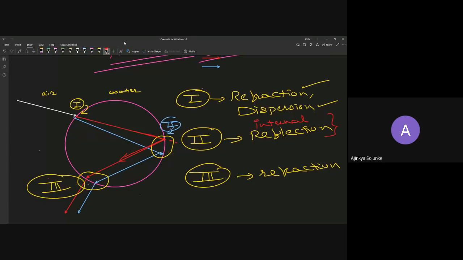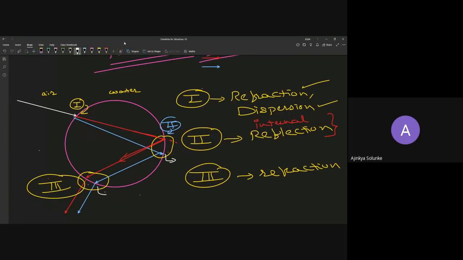And what about the third component? The third component is refraction again. And that's how we are going to get 7 colors. Now, the question is, are we going to have refraction here also? In the second case, yes, but we are not concerned about it.